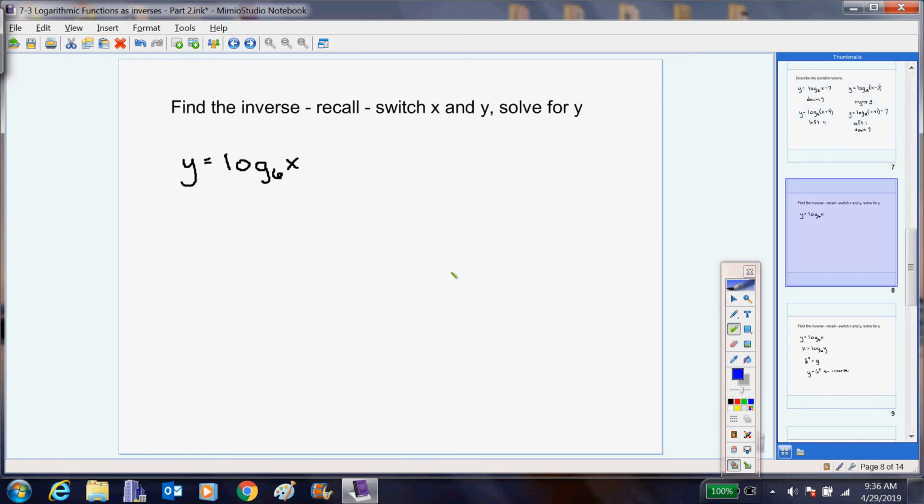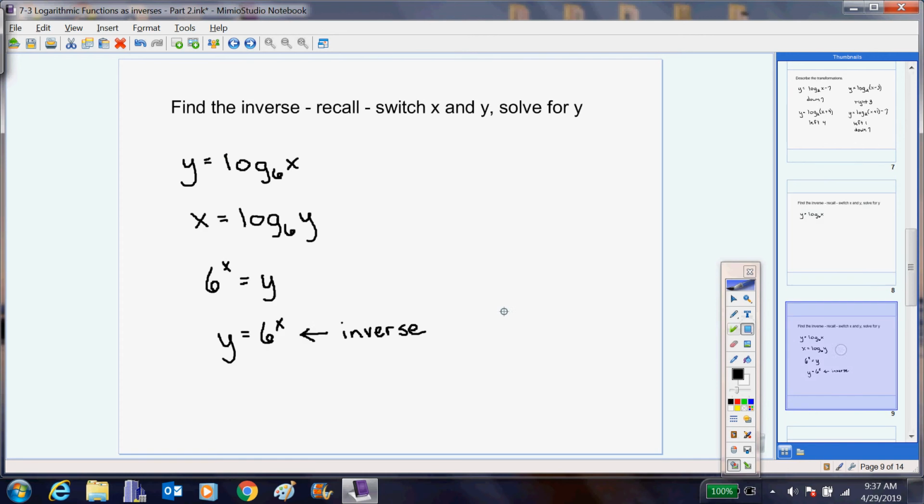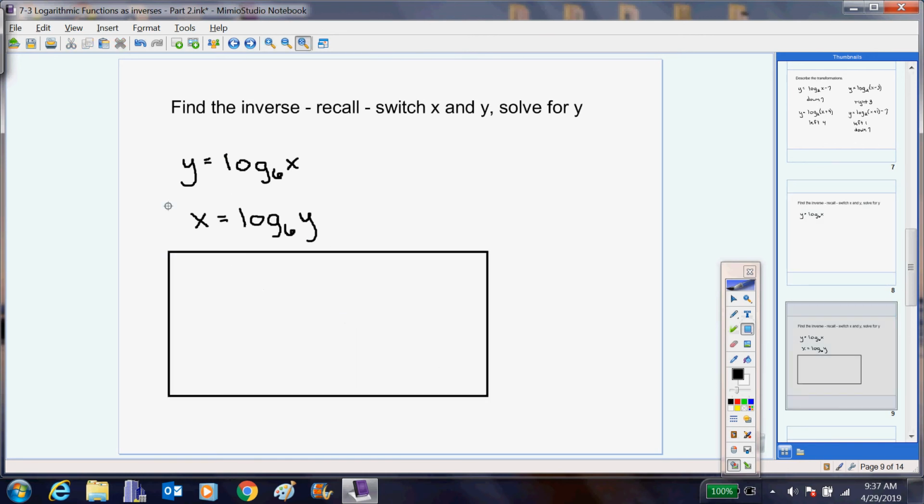So inverses. You remember when we did inverses before? And inverses do what? They switch the x and the y. So we switch the x and the y. So I've got my original logarithm here. So what we're going to do is we're going to change this around so we switch the x and y. So here we go. Here's our x and y switched.